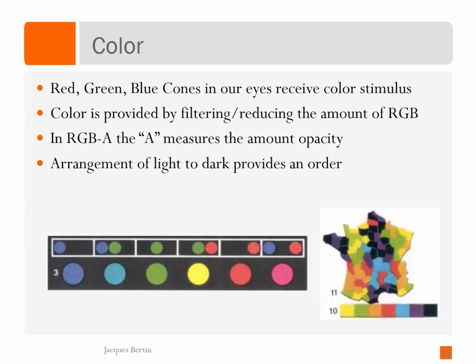And basically there's an arrangement of light to dark that can provide an order. So we'll come back to that point, but let's just walk through how we receive color, or what color actually is. So we'll start with our blue dots in the bottom left-hand image.